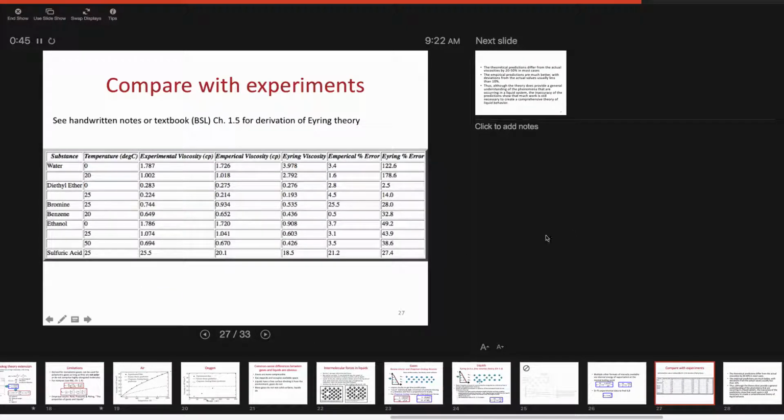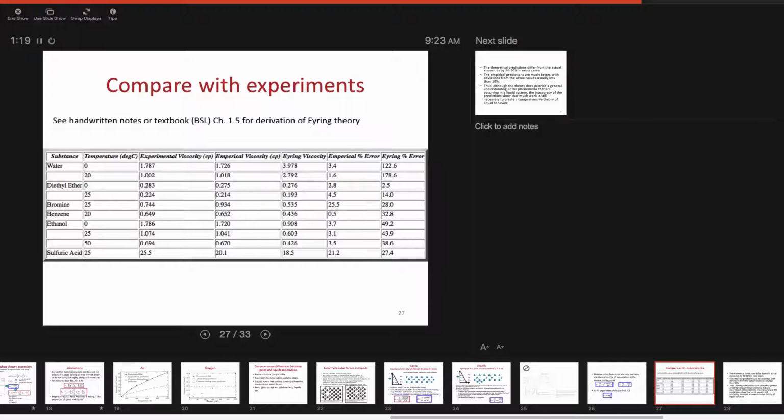So when one compares this to experiments, these are the experimental viscosities. There are Eyring viscosities, so it can be off quite a bit. The percent of error can go up to 30%, or even more, way more. So for liquids, most of the time we go to tabulated data.